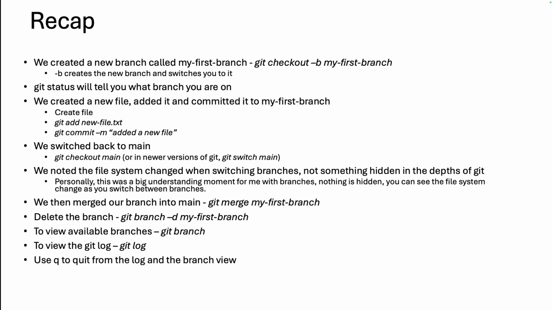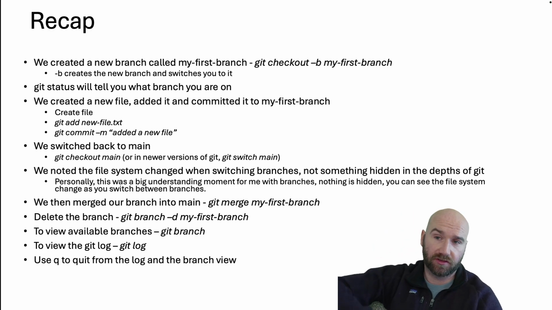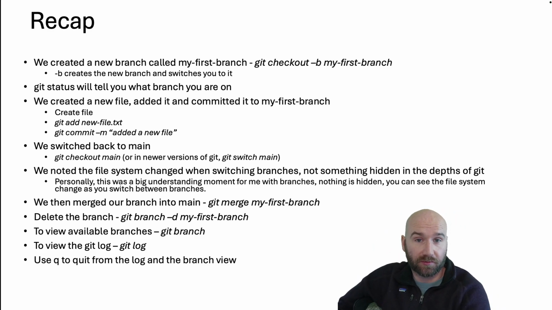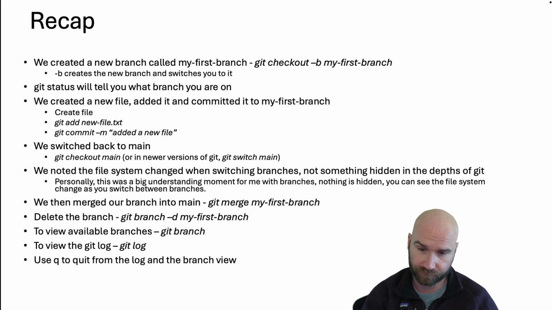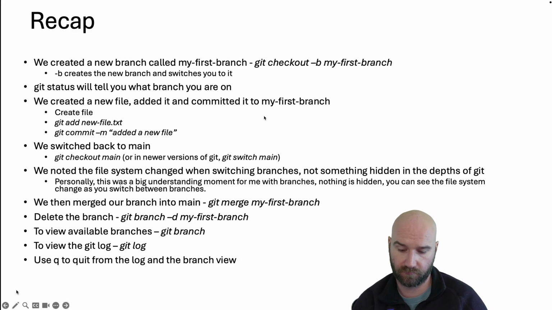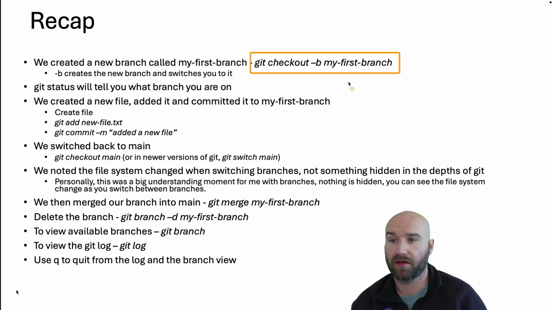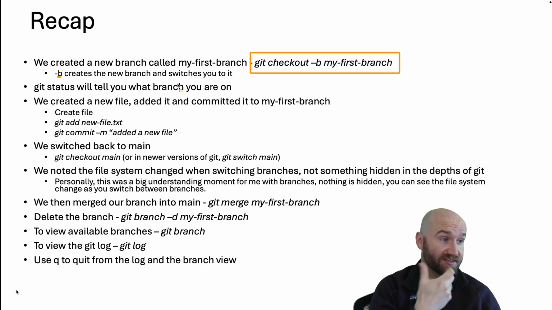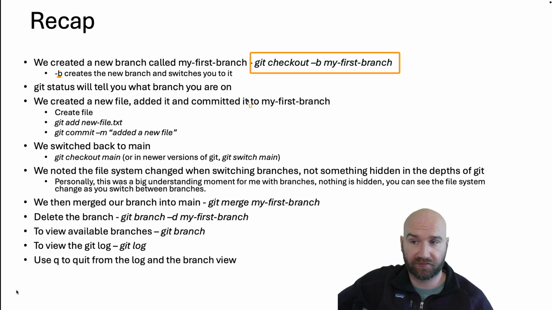So just to recap there, we created a new branch called my first branch. We did a git checkout -b my first branch. This one here. And -b, as I mentioned, creates and switches to the branch. If you try and check out a branch that doesn't exist, it'll just say it doesn't exist. And -b will create it for you.